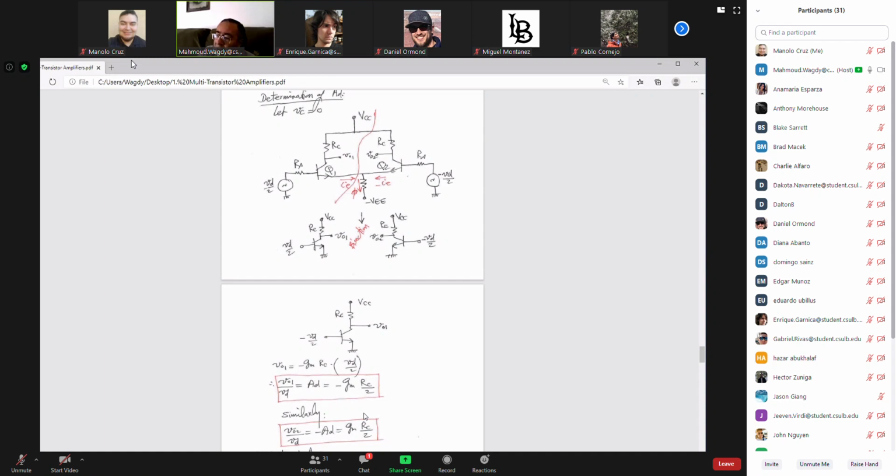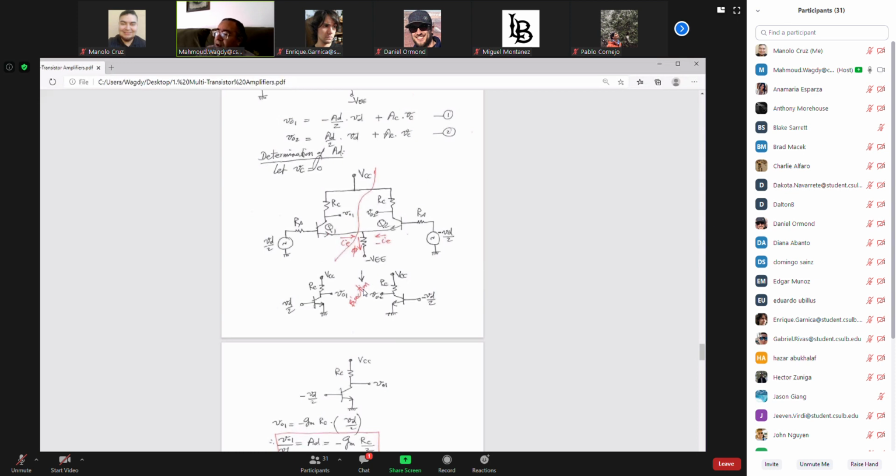Equal and opposite results. So instead of AD, you're going to get minus AD. So the gain is going to be gm RC over 2. All right. So that's the computation of AD.